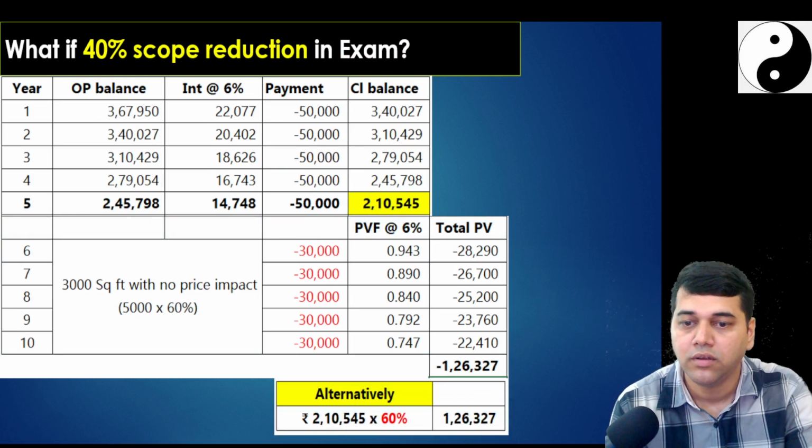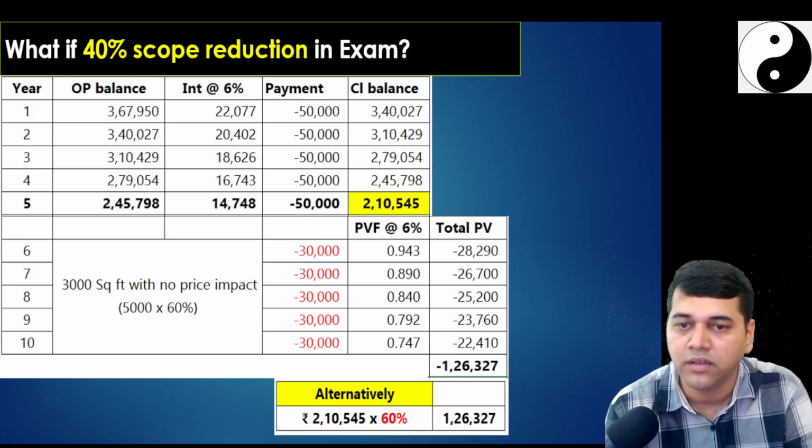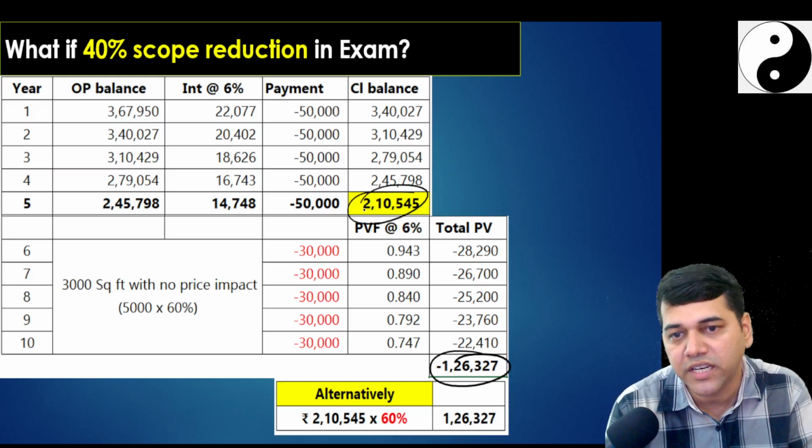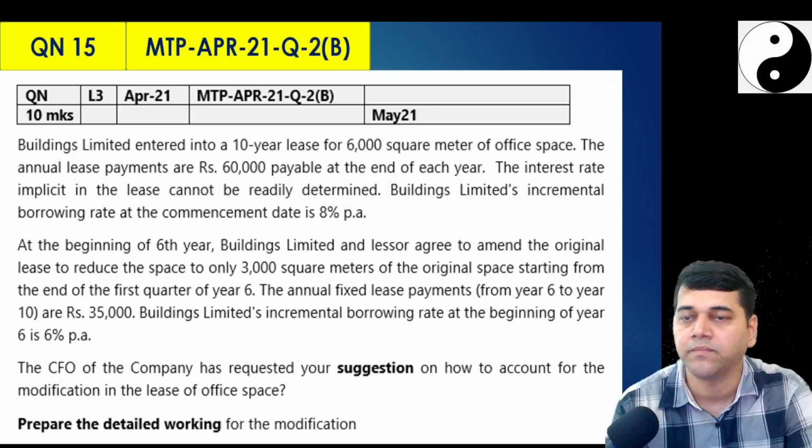Now, this is the same, 30,000 reduction happened. So, alternatively, we could have taken 2,10,545 was there, 1,26,000. Alternatively, we will take 60% of this reduction. We have got the same.